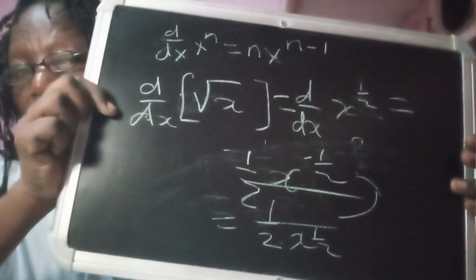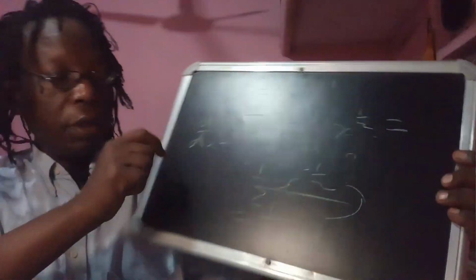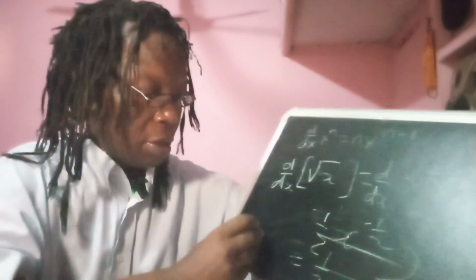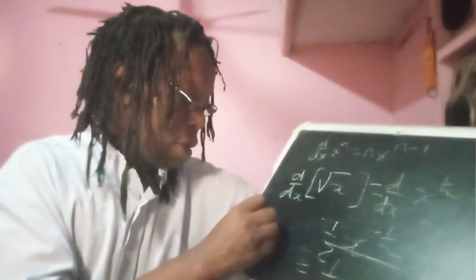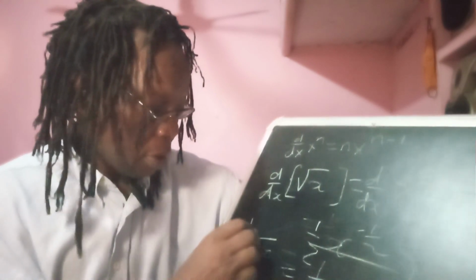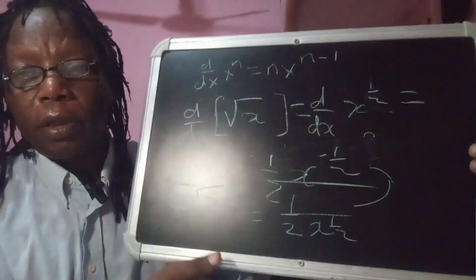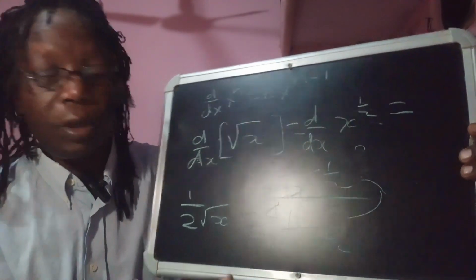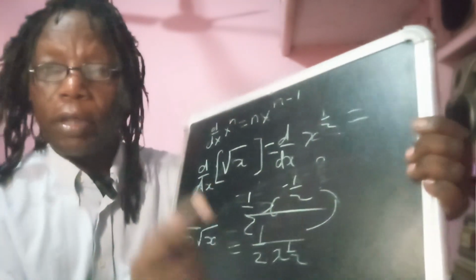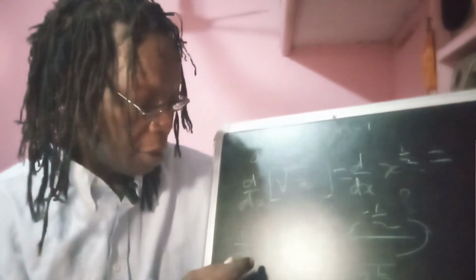Okay, so it will be 1 over 2x to the half, which is the same as 1 over 2 radical of x. This will be the answer to this, which is the same as this. This value is the same as this, because x raised to the minus half is just the same as writing like this. We actually changed it up here.